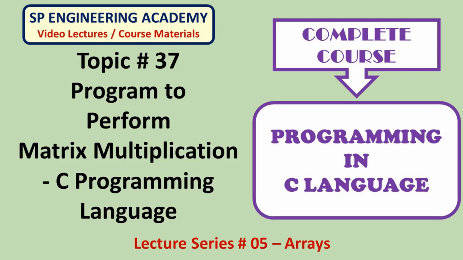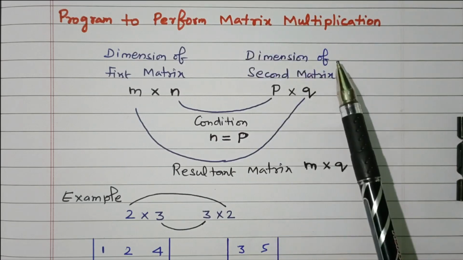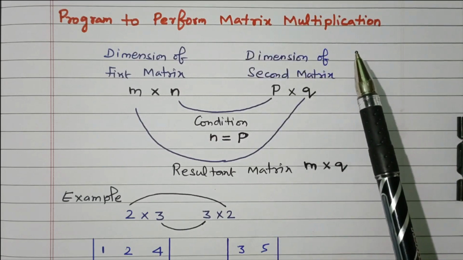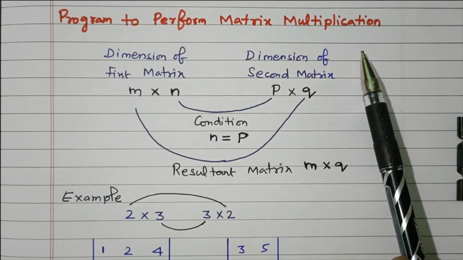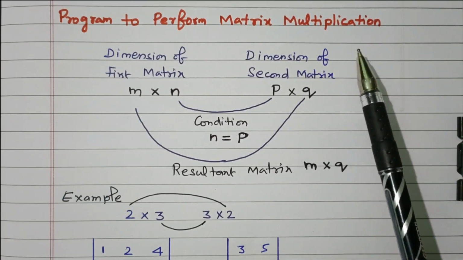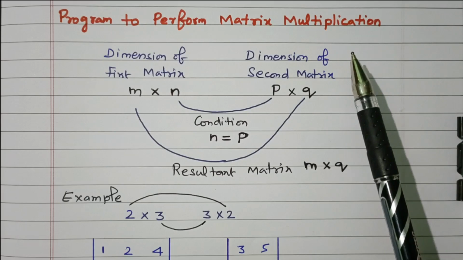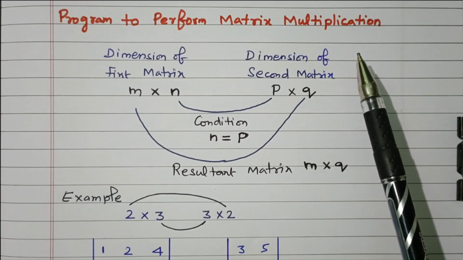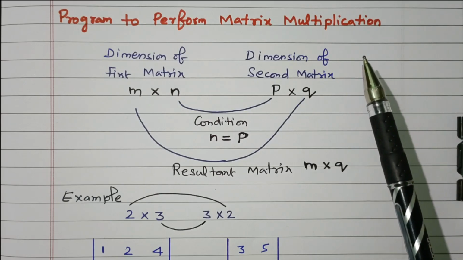Now we'll go to the topic, matrix multiplication using the C programming language. For this matrix, we need to use a two-dimensional array. We know that an array is a collection of the same type of data. There are two types available, single-dimensional array and two-dimensional array. A single-dimensional array is a collection of data.